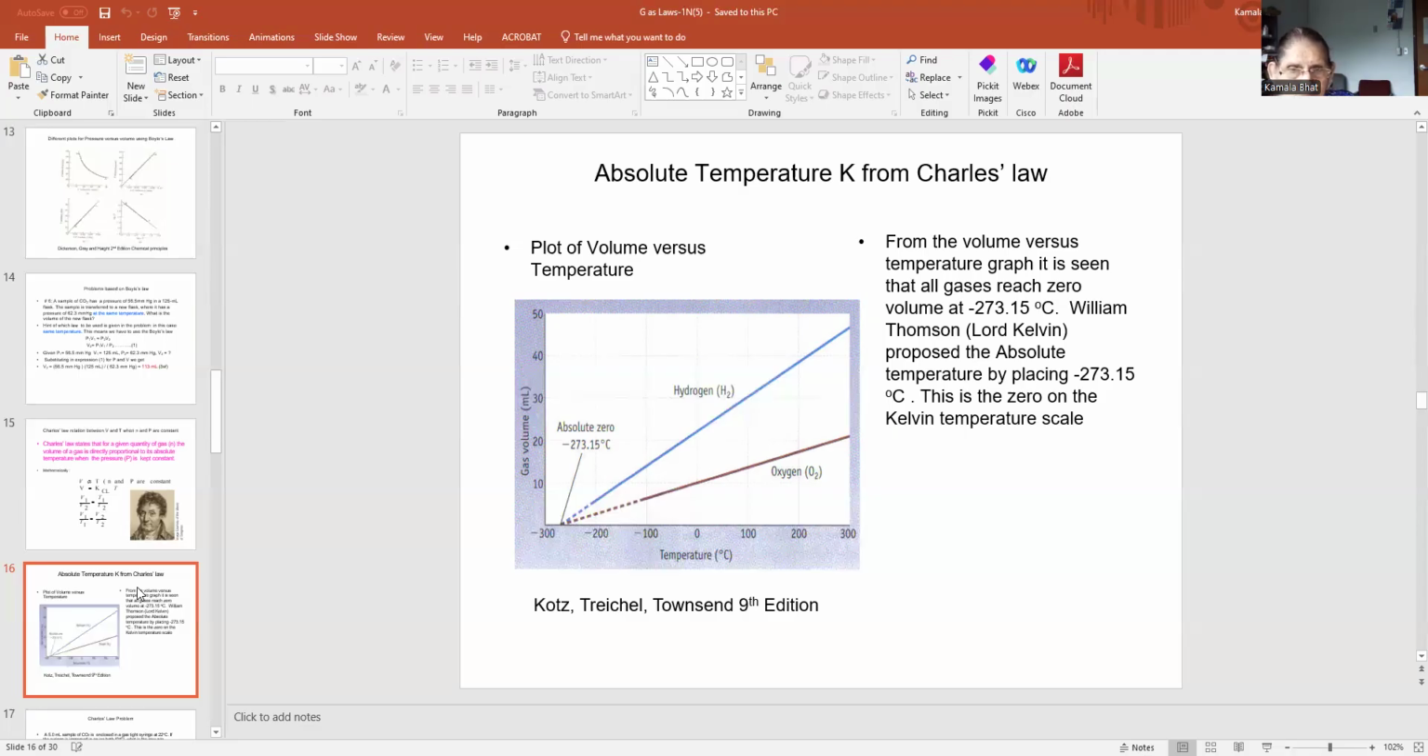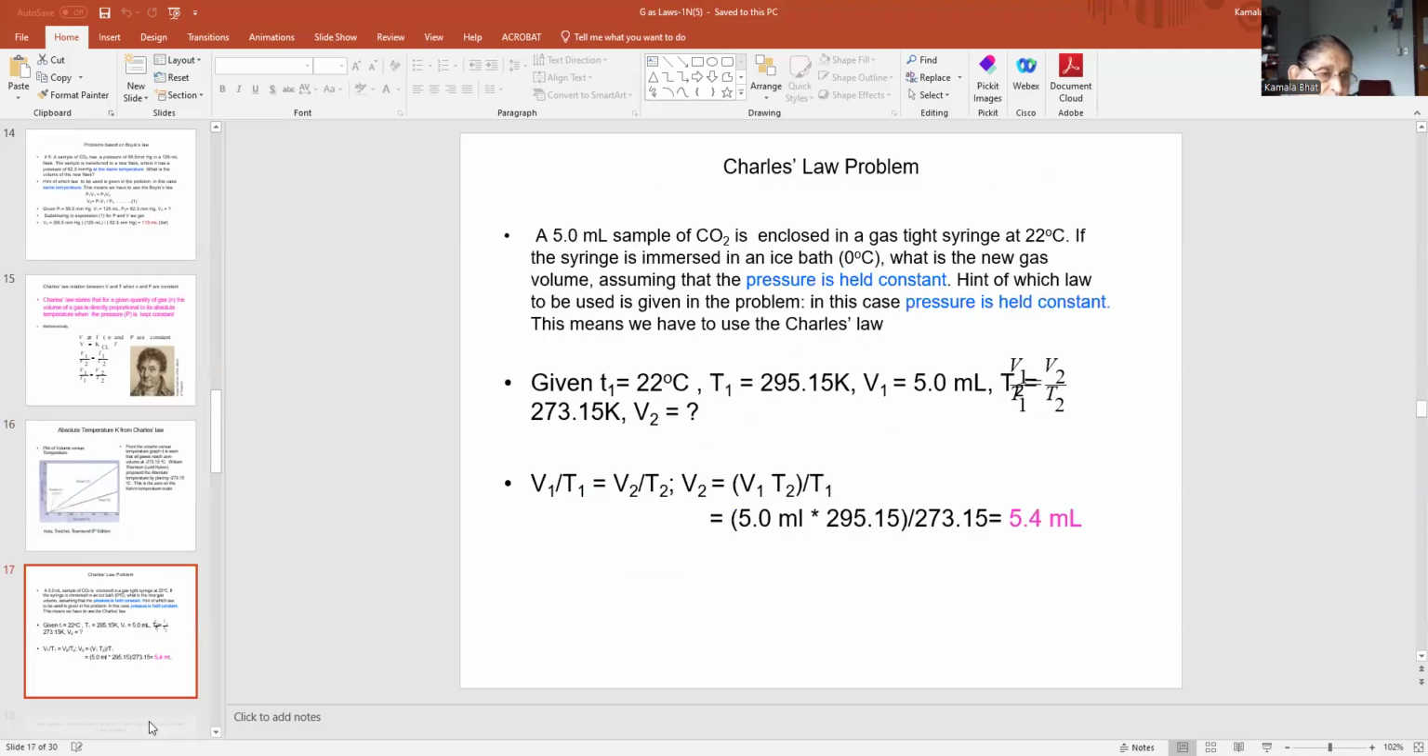The question was, why does it stop? The answer to that is very simple: at that point where it stops, we cannot measure any volume of a gas, which means the gas has turned to liquid, and so the gas laws cannot apply. Therefore, William Thomson, Lord Kelvin, proposed the absolute temperature by placing minus 273.15 degrees Celsius as the zero on the Kelvin temperature scale. How do we get it? We just extrapolated all the linear plots for different gases and saw that they met at a point, which was considered the absolute zero, or negative 273.15 Celsius.